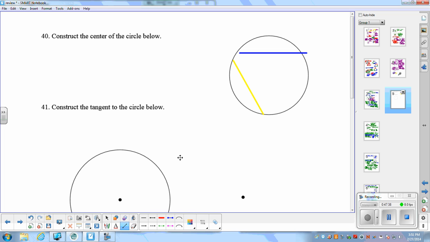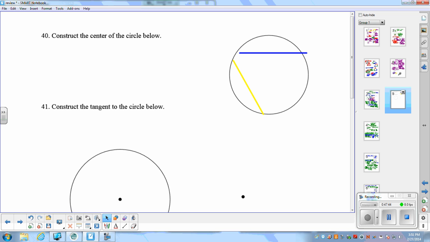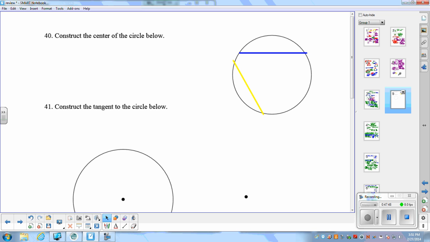Here's another non-parallel chord that I need to move over so it actually is a chord in the truest definition of a chord. There we go. So now I need to construct a perpendicular bisector of both of those chords.